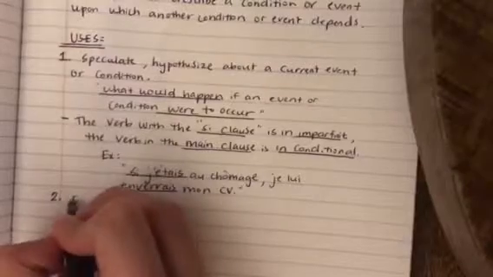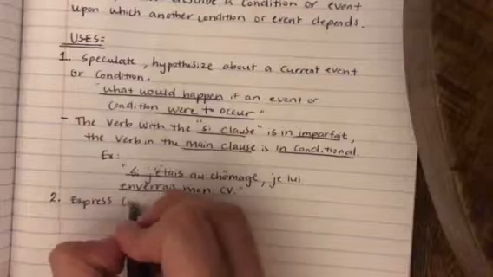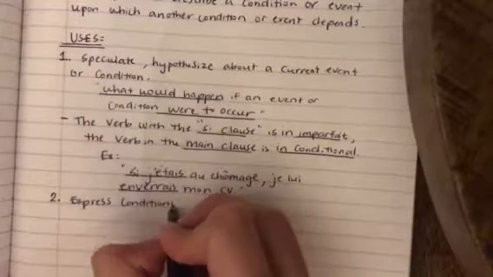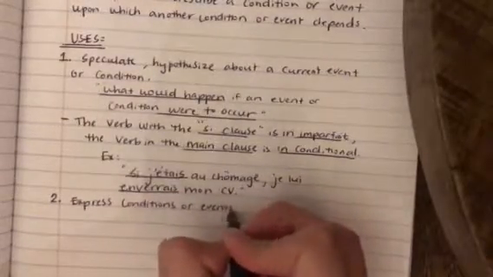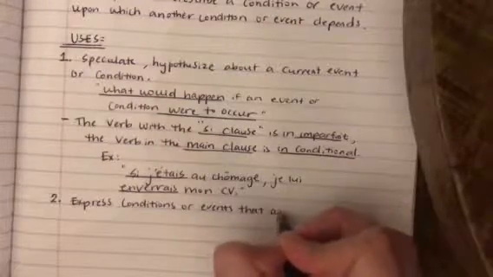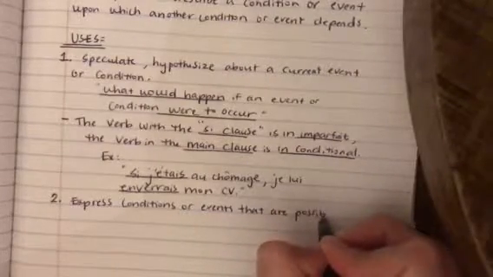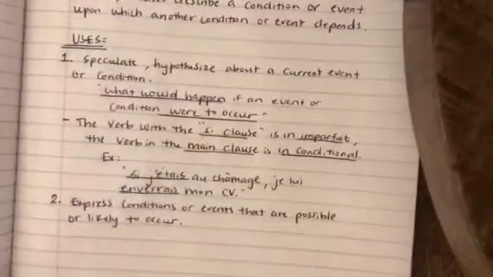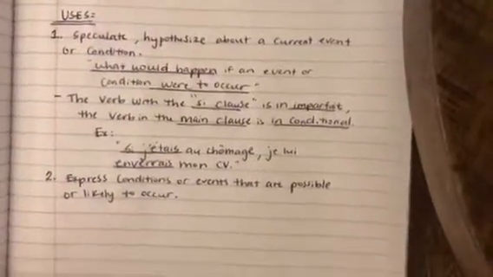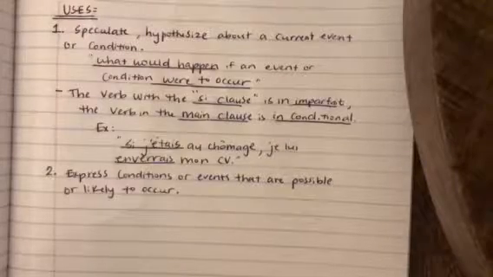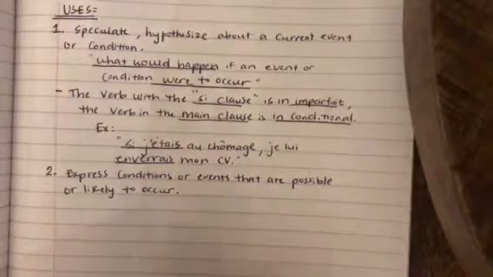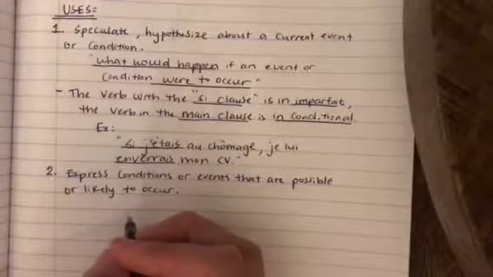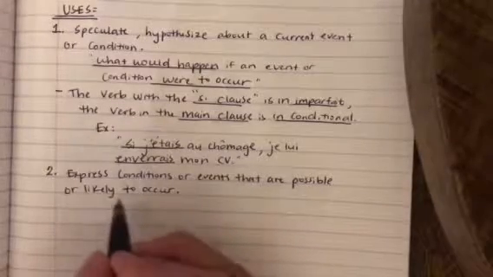If I wanted to express conditions or events that are possible or likely to occur. Like my dog is most likely going to be barking in this video because he's sitting behind me and very unhappy that I'm not playing with him. So, express conditions or events that are possible or likely to happen.